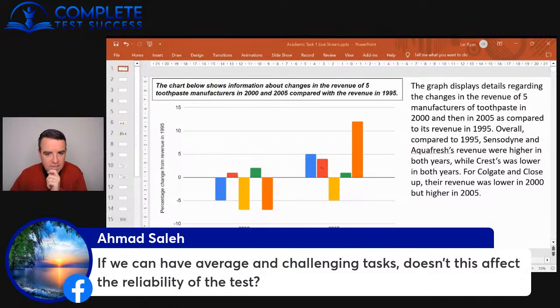If we can have average and challenging tasks, doesn't this affect the reliability of the test? I can see how you would debate that. But if you can't analyze a graph, then that's going to be a problem. Would you get an easier question sometimes? Some of them are more straightforward. If you've prepared yourself properly for the test, it shouldn't matter. If you haven't, you might get lucky. So, to a degree, yes, but nobody's going to get a high score by accident. Nobody's going to accidentally get a much higher score than they deserve. So in that sense, it wouldn't be unreliable.